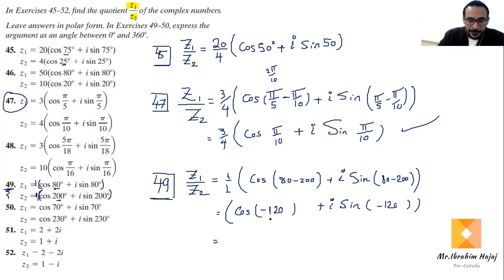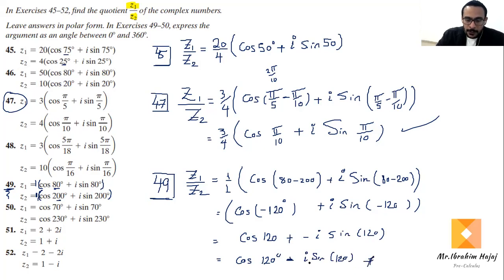Then we will leave it as a negative angle inside. Because cosine is an even function, cosine of negative 120 is the same as cosine 120. Sine is an odd function, so sine of negative 120 is the same as negative sine 120. So you can leave your answer as cosine 120 degrees minus I sine 120. This is the final answer. Understood? Any questions?